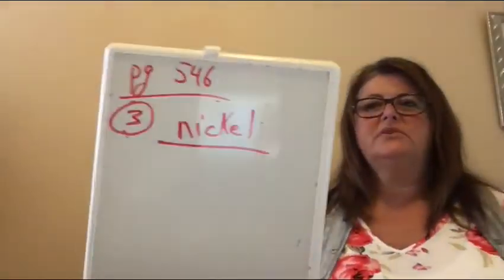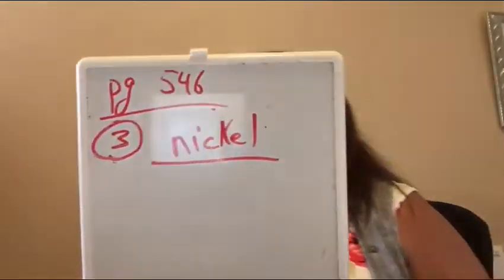Okay, number 3 says, fill in the blank. Use a word from the word list. A 5-cent coin is called a what? I feel like I'm on a game show. And the answer is nickel. Ding, ding, ding, ding.